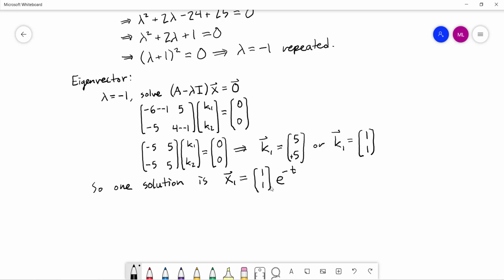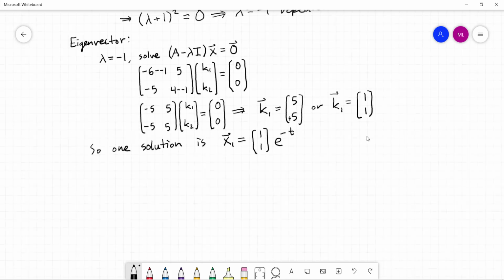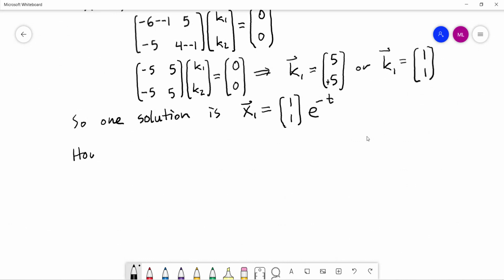How do we get the second solution? Because we know we're expecting two solutions. So how do we find x2? There was only one eigenvalue, and in this case, only one eigenvector that we could get out of that. So how do we find a second solution? Well, you'll recall the way that we did it before, using reduction of order in the original case and all that good stuff, led to an extra factor of t. And that's essentially what's going to happen here.